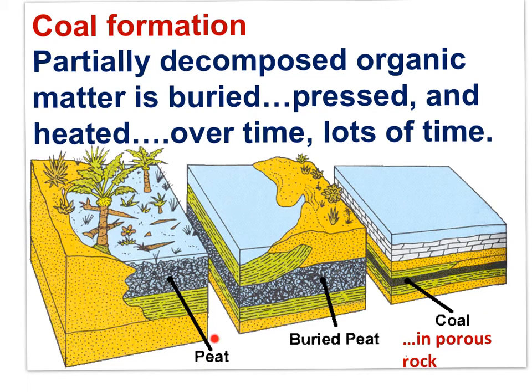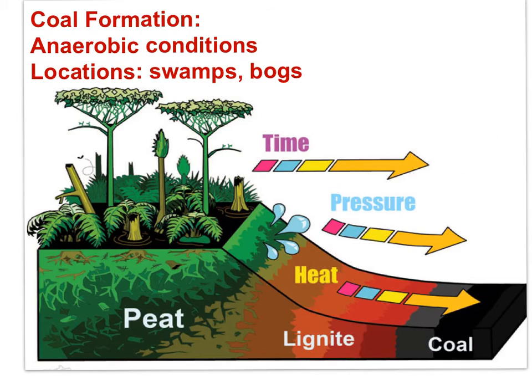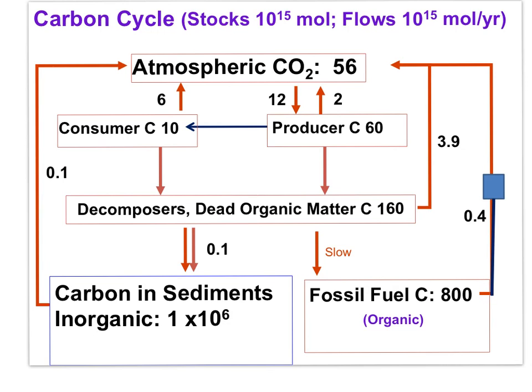In this diagram, time runs along the x-axis, and with time, millions and millions of years, under pressure and increased temperatures, partially decomposed organic matter becomes coal. Again, under anaerobic, wet conditions, with time, pressure, and heat, the organic matter becomes coal, a fossil fuel. In this diagram of the carbon cycle, fossil fuel formation occurs as a part of this flow, slow over millions and millions of years of time.